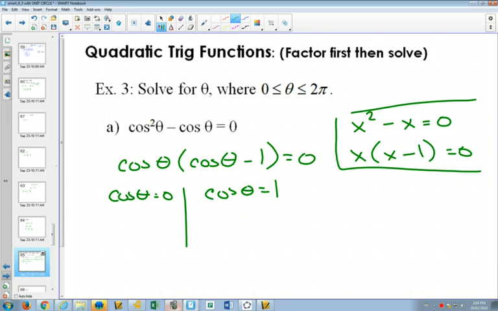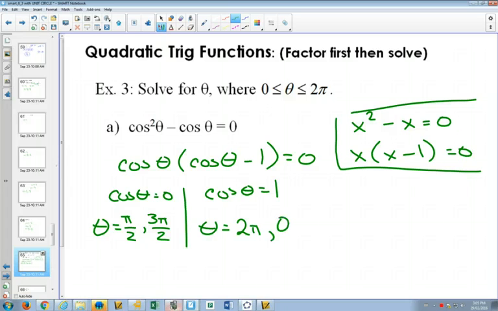Okay. So yes, the x coordinate is equal to 0. When is the x coordinate equal to 0? Pi over 2 and 3 pi over 2. Is the x coordinate ever equal to 1? Yes. At 2 pi? Anywhere else?